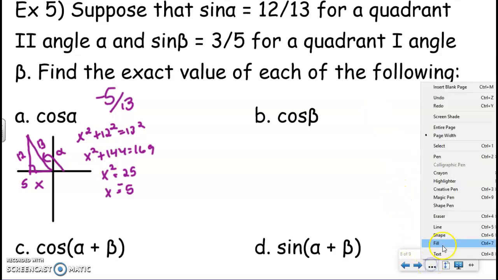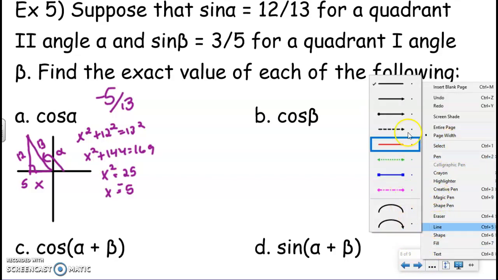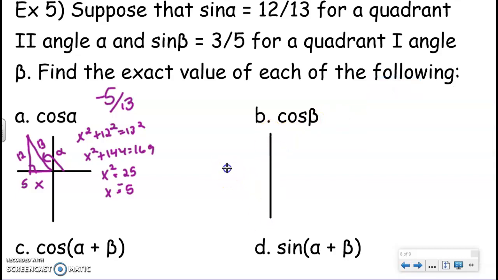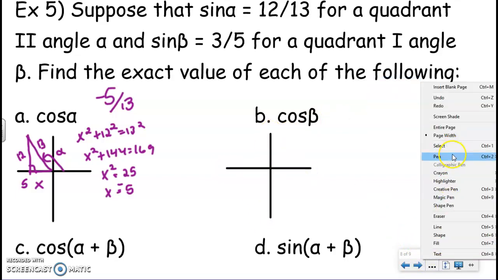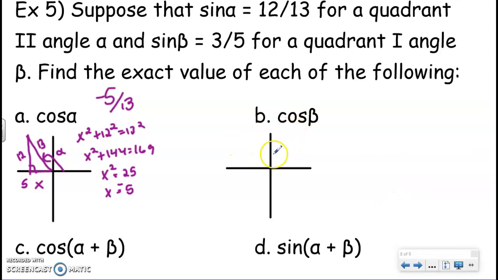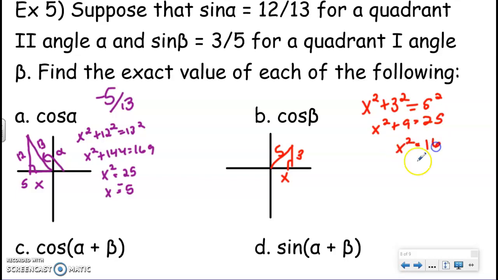Do the same thing here for beta. Let's go ahead and draw that in. Okay, we have an angle in quadrant 1, and the quadrant is very important. They give us sine of beta is 3/5. So we say opposite over hypotenuse is 3/5. And again, Pythagorean theorem, x squared plus 3 squared equals 5 squared. So x squared plus 9 equals 25. If I subtract 9 from both sides, I get 16. So my x is 4. You might know or remember that we have a 3, 4, 5 triangle there.